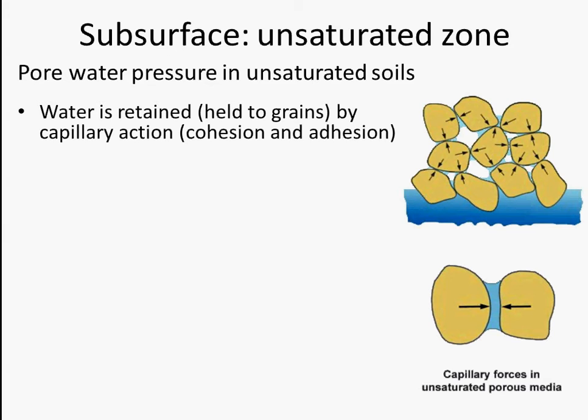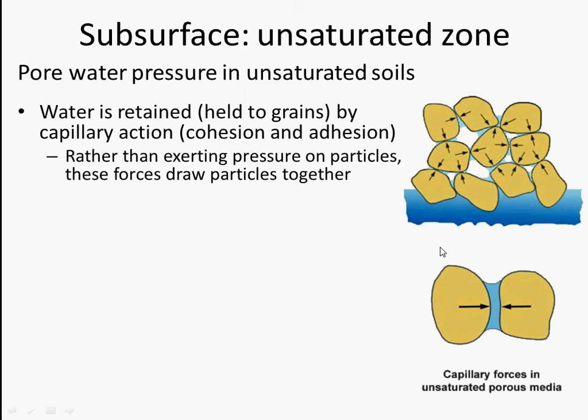Okay, in unsaturated soils, water is retained, or held to grains, by capillary action. If you remember, we talked about capillary action before. This is not only cohesion between water molecules, it's adhesion to particles. Especially in clays where you have negatively charged particles, water sticks to the sides of soil particles, and then in between those places where it's sticking, the water sticks to each other. So you've got these little water films where you've got adhesion along the soil surface and then cohesion between the water molecules.